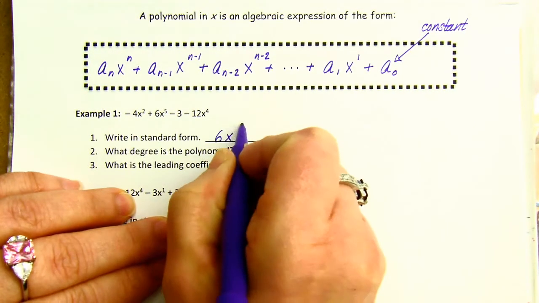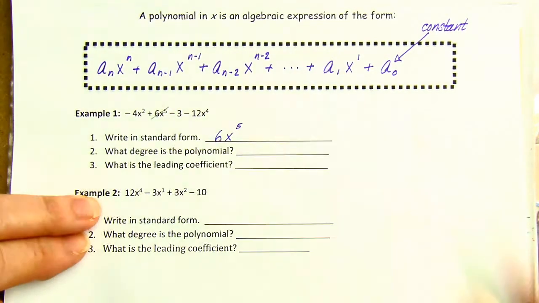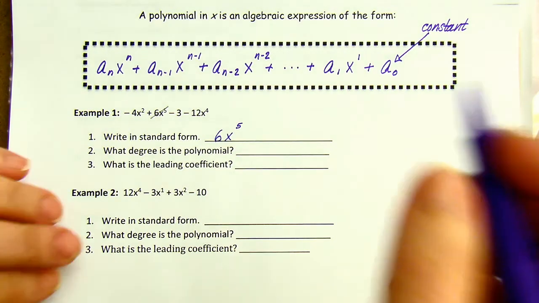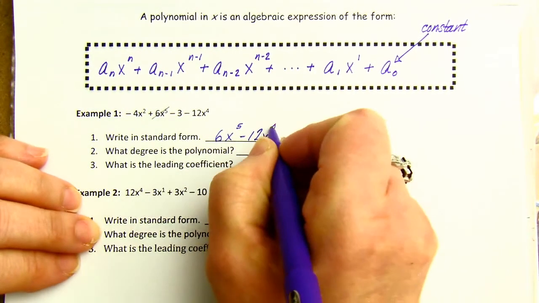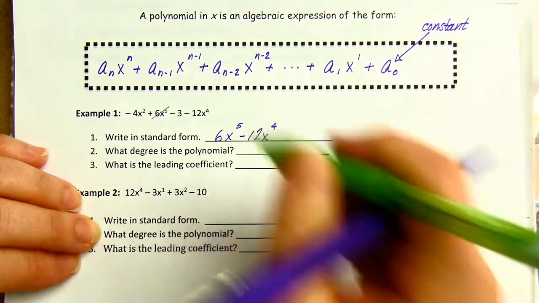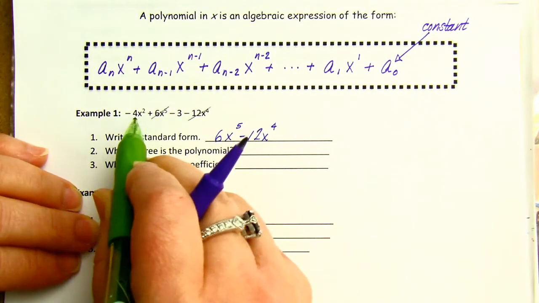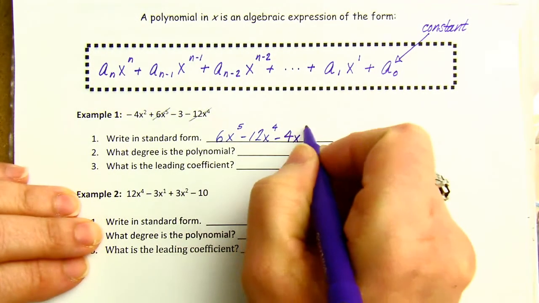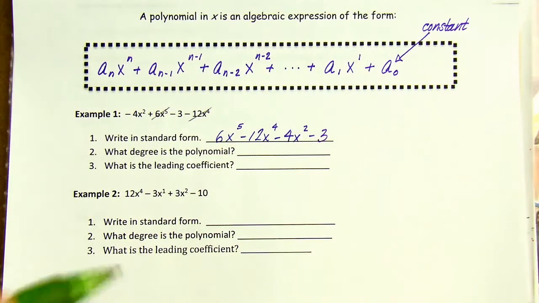6x to the power of 5. You could, if you wanted to, lightly cross it off so you know that you used that. That sometimes helps as a nice visual. The next in line would be the negative 12x to the power of 4. Next in line would be this negative 4x squared. And finally, your constant, negative 3.